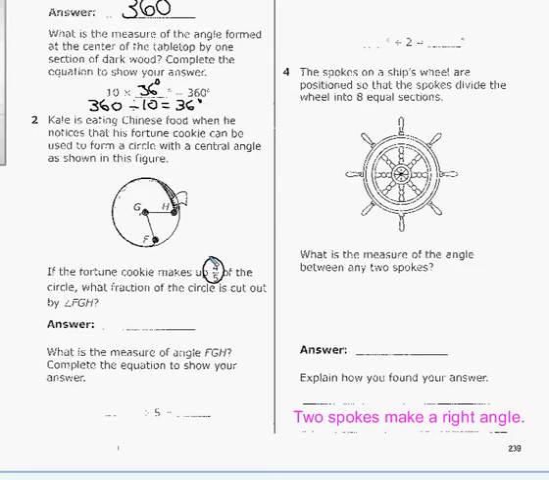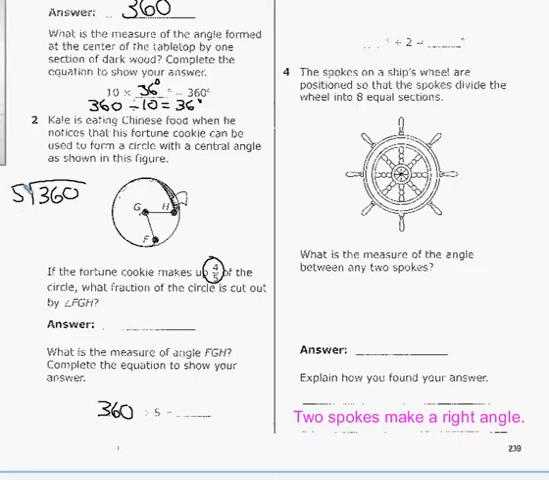So since 1/5 of it's cut out, and you can see the equation, I'll read the second part down here. It says, what is the measure of angle FGH? Complete the equation to show your work. So the entire fortune cookie is 360 degrees. And if I take 360 divided by 5, it's going to tell me what the cutout section of it is right there. So I'll go ahead and work that out right here. So that's 360 divided by 5.